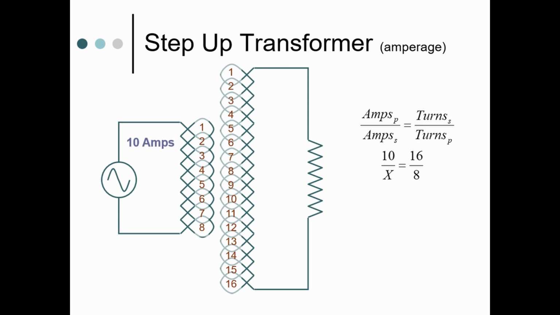Now we substitute numbers for the variable names, solve for x, and when we do the math, we find the new amperage is 5 amps. Again, the number of coils is not important, but rather the ratio of coils, primary to secondary, is what makes the difference.